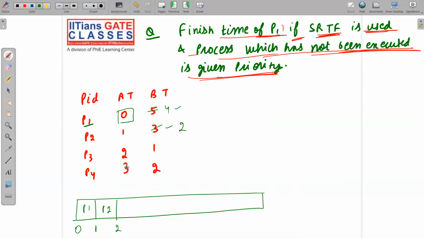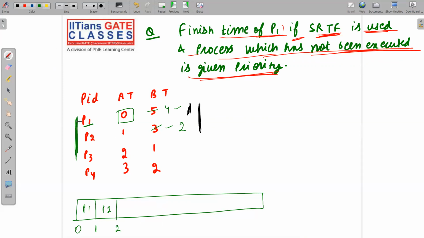Now at time 2, we have 3 choices. Are you getting it? At time 0, there was only one choice, P1 only. At time 1, there were two choices, P1 and P2. I took the process which has the least remaining time, so P2 was executed. Now at time 2, I have 3 choices.